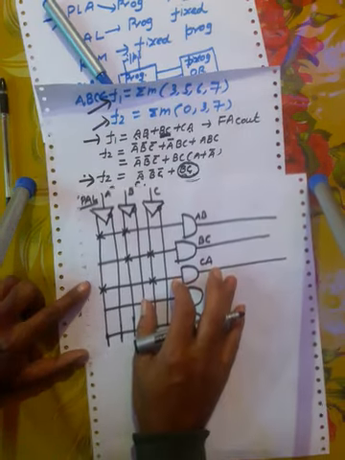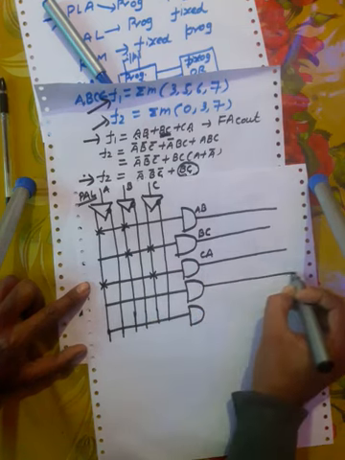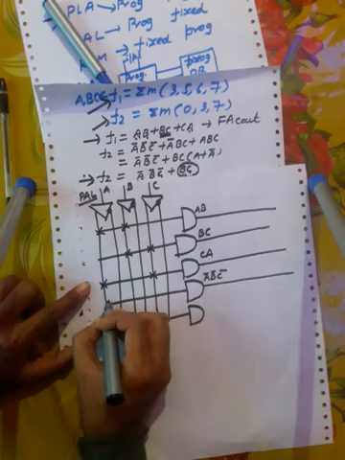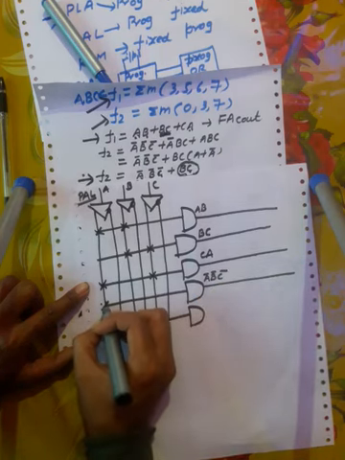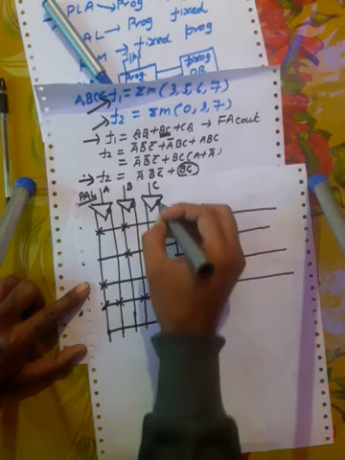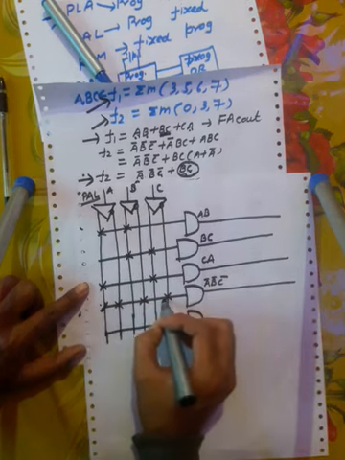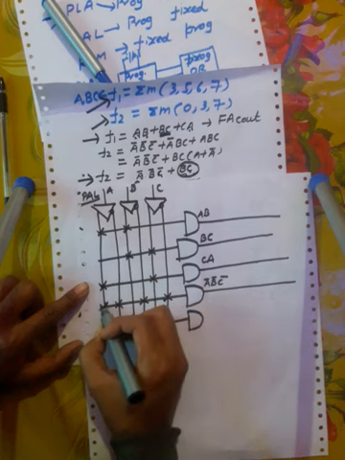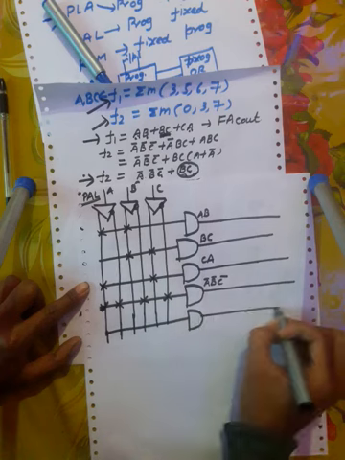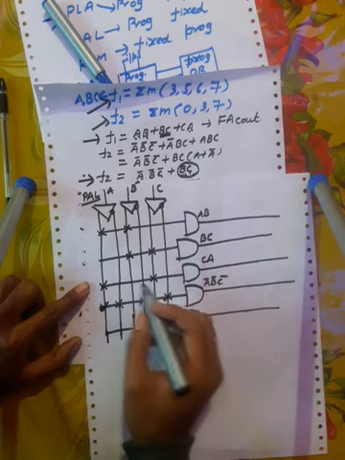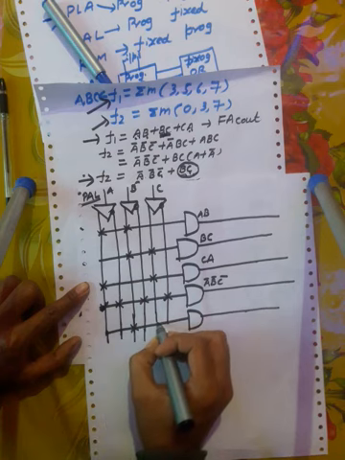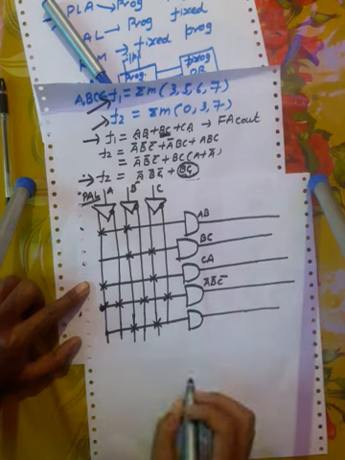Next, what is F2? A bar, B bar, C bar. So this is A bar, B bar, active low from the bubble. A bar, B bar, C bar. Next, BC: B from here, C from here.